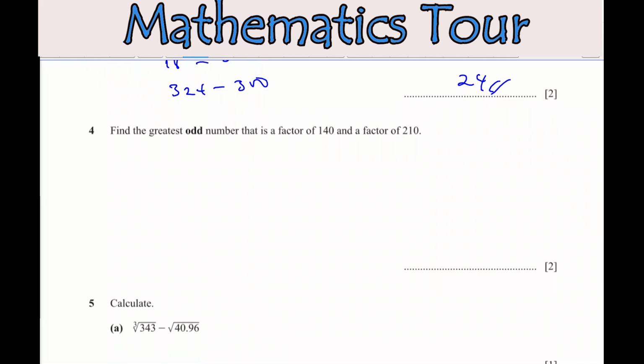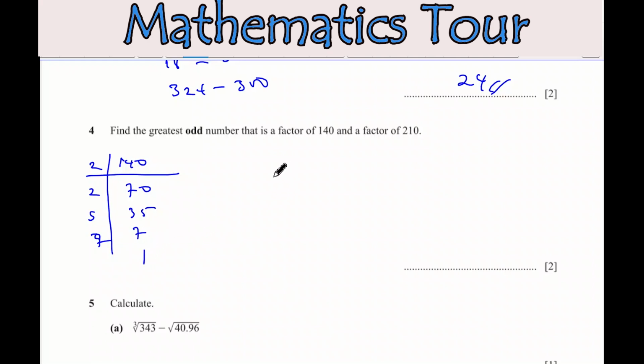Okay, for number 4, find the greatest odd number that is a factor of 140 and a factor of 210. So you can use downward division for 140, so you can easily divide. 2 goes here 70 times. 2 goes in 70, 35. Then 5 goes here, 7, 5, 7 in 7.